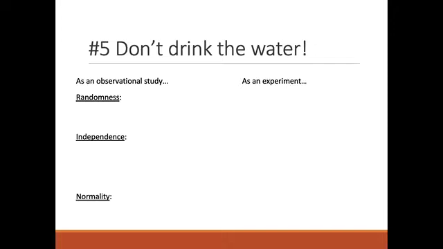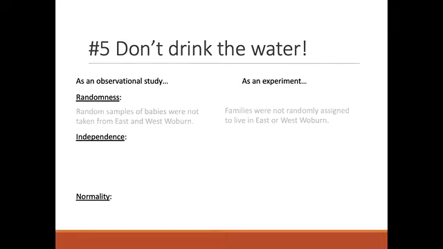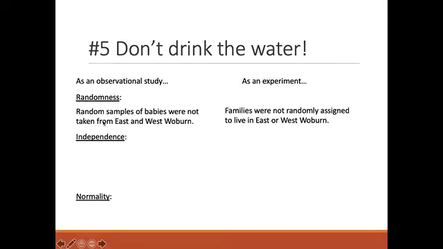Going to question number 5. In the next two questions, the conditions are not met. The question is why? The first condition involved is that you have to be using random samples. First of all, random samples of babies were not taken from East and West Woburn. If we wanted to do this as an observational study, we would have to have random samples from both sides of Woburn, Massachusetts.